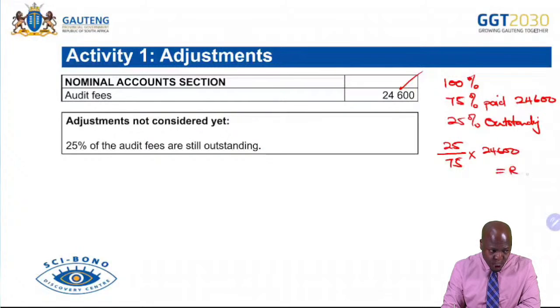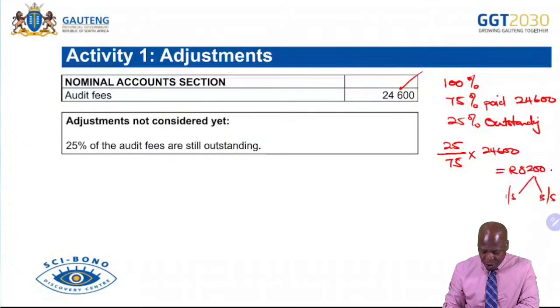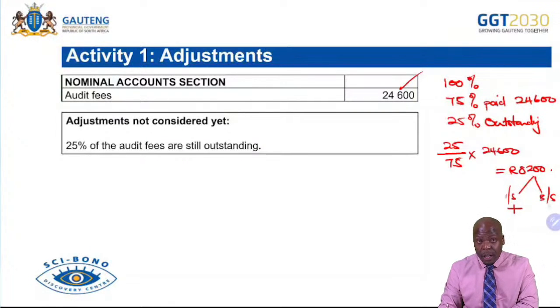It becomes 8,200. Then you get 8,200. This is what we then record in the income statement, and this is what we record in the balance sheet. Outstanding, we come when we add the income statement. In the balance sheet, outstanding is an expense, so it goes to note number 9, trade and other payables.